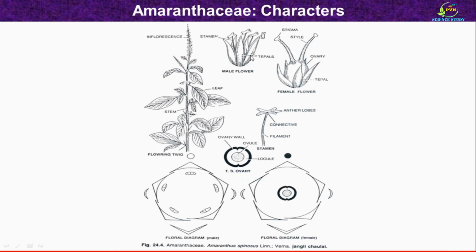Male flower contains tepals as well as the stamen, while the female flower contains tepals and here ovary, style and stigma. This is the transverse section of the ovary, where we can see the unilocular ovary and ovule is present in the center. This is the ovary wall at the outer side. This is the floral diagram of male flower and this is floral diagram of female flower.